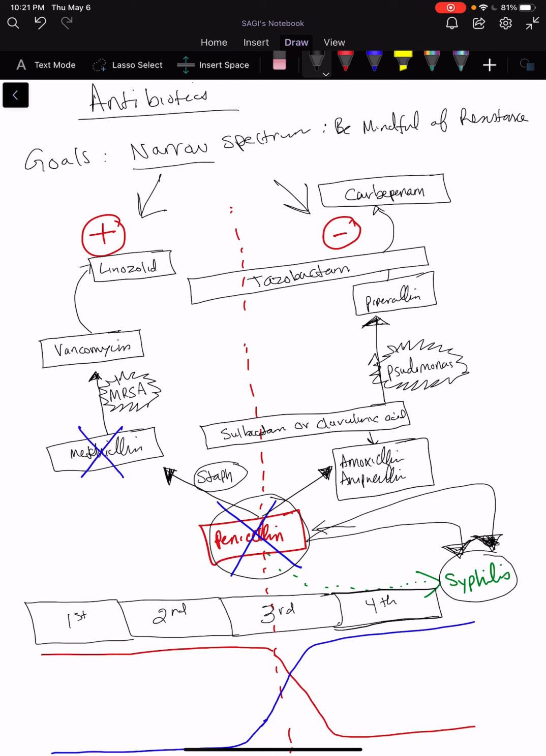And the antibiotics are basically structured around, is it a gram-positive infection or is it a gram-negative infection? Let's just go up the gram-positive side. So in gram-positives, you basically worry about staph or strep.